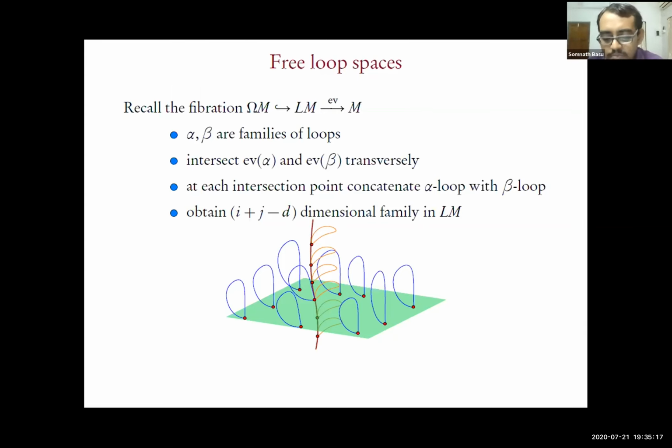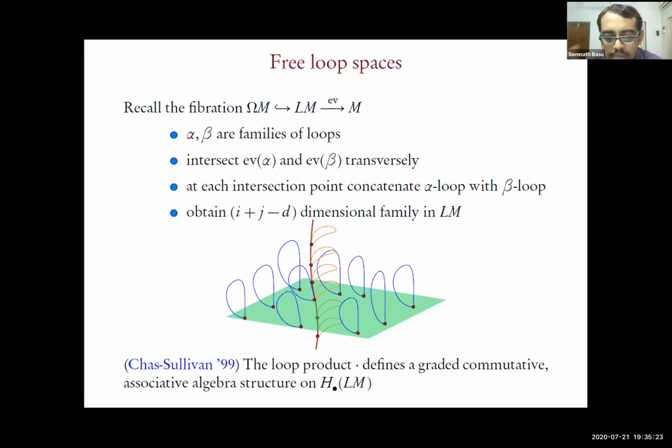Of course, one has to be a little careful to make all of these things precise, because you have to make things transverse, and combine them. This can be done. So this is the theorem of Moira Chas and Dennis Sullivan in 1999, where they prove that the loop product defines a graded commutative associative algebra structure on H dot of LM. This is the paper which was seminal in the sense that it kickstarted the field of string topology, which is basically the study of algebraic and differential topology of free loop spaces. So it has a product structure called the loop product, but you have to do it with families. You cannot do it point by point.